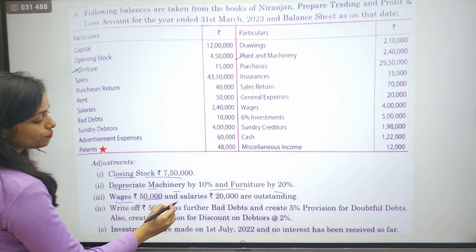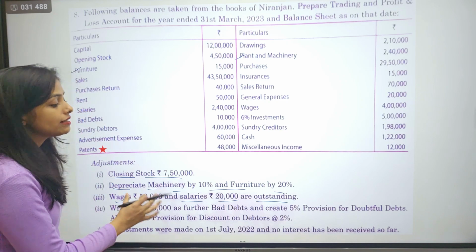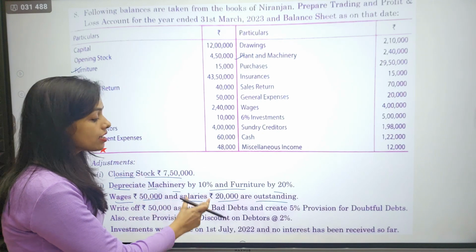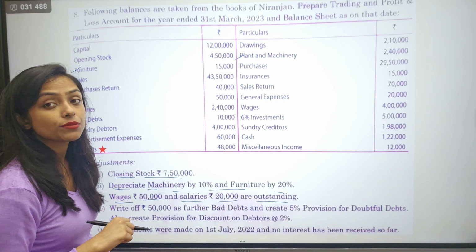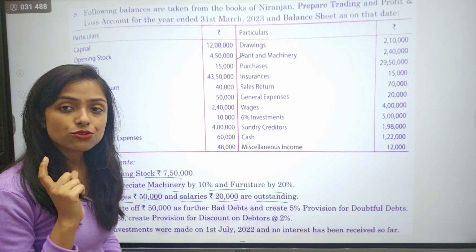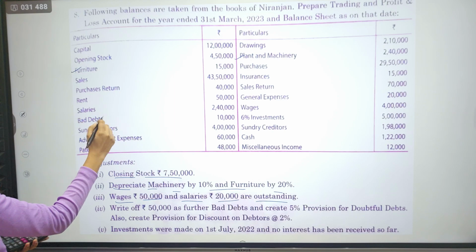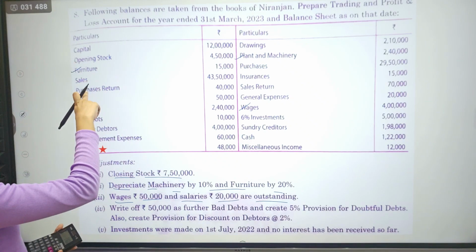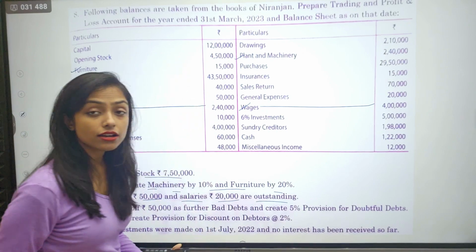Wages 50,000 rupees and salaries 20,000 rupees were outstanding. Outstanding means what? We had to pay this in this year only. We have taken the services from our laborers and our office people, whoever are working in my office. I have taken the services from them, but I have not paid them yet. But I have taken the services in this year, so this expense also belongs to this year. So I will find wages first. Where is wages? Wages is here, and where is salaries? Salaries is here. So 2,40,000 rupees salaries and wages are 4 lakh rupees.